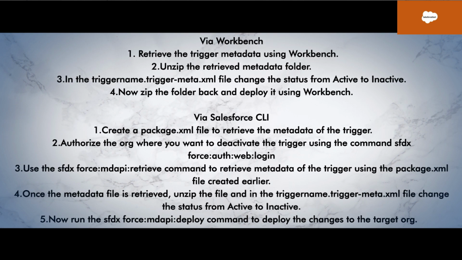C. Via Workbench. 1. Retrieve the trigger metadata using Workbench. 2. Unzip the retrieved metadata folder. 3. In the trigger name.trigger-meta.xml file, change the status from active to inactive. 4. Now zip the folder back and deploy it using Workbench.